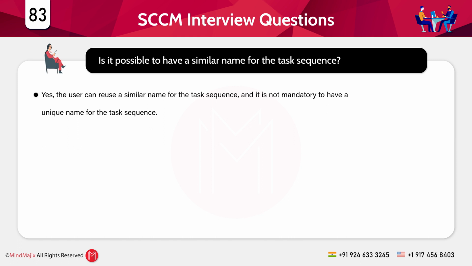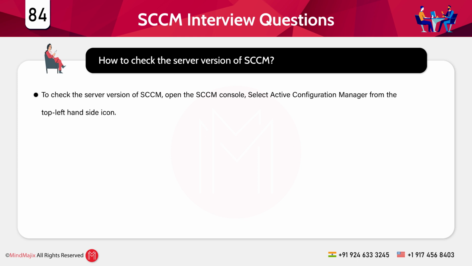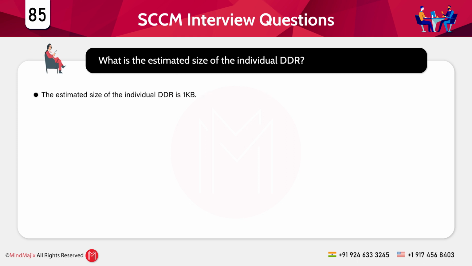The next question is, is it possible to have a similar name for the task sequence? So the answer is yes, the user can reuse a similar name for the task sequence, and it is not mandatory to have a unique name for the task sequence. The next question is, how to check the server version of SCCM? To check the server version of SCCM, open the SCCM console. After this, select the Active Configuration Manager from the top left-hand side icon. The next question is, what is the estimated size of an individual DDR? So the estimated size of an individual DDR is 1 kilobyte.